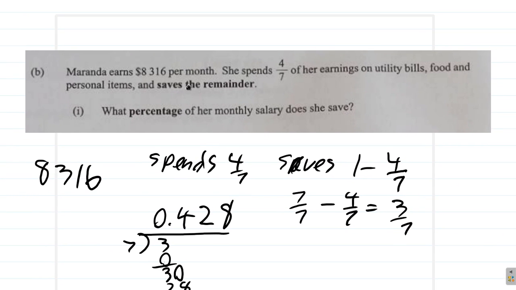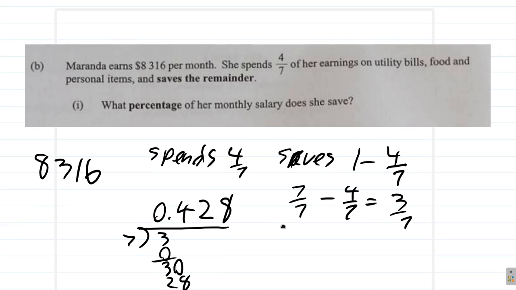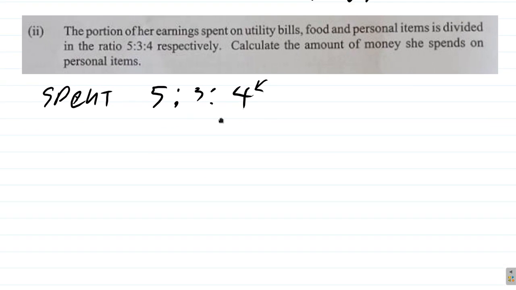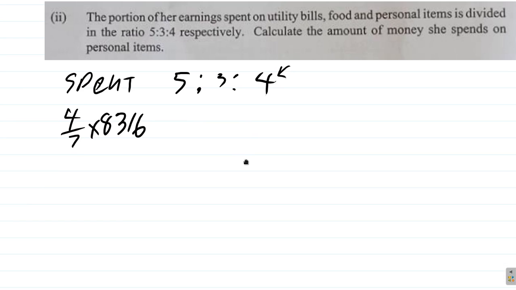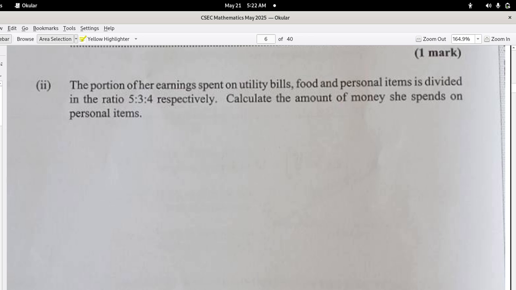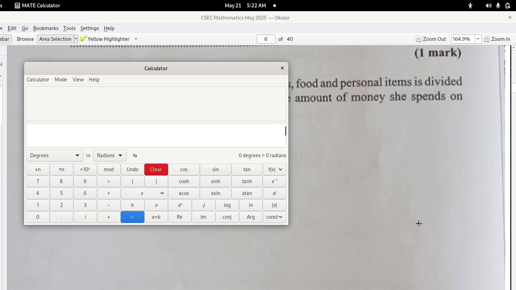It says here she earns 8316, not 8314, and spends 4/7. So she spends 4/7 on that. So it's 4/7 times 8316. I keep saying 14. Alright, so how does this go? We could use our calculator, work it out here. Let's save some time and use our calculator.